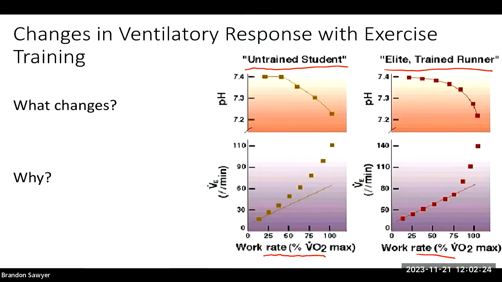So two different measurements. Maybe just for a second with the people next to you, discuss what are the differences that you see between the trained person and the untrained person as far as their ventilatory response to exercise and how that might relate to their pH in their blood.